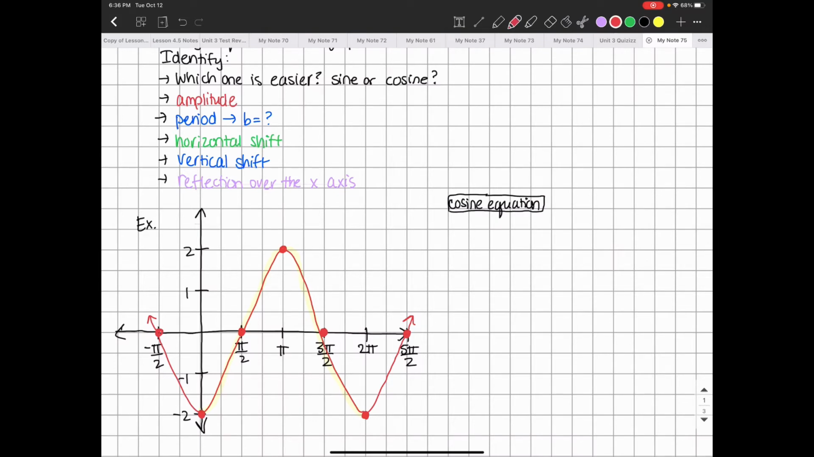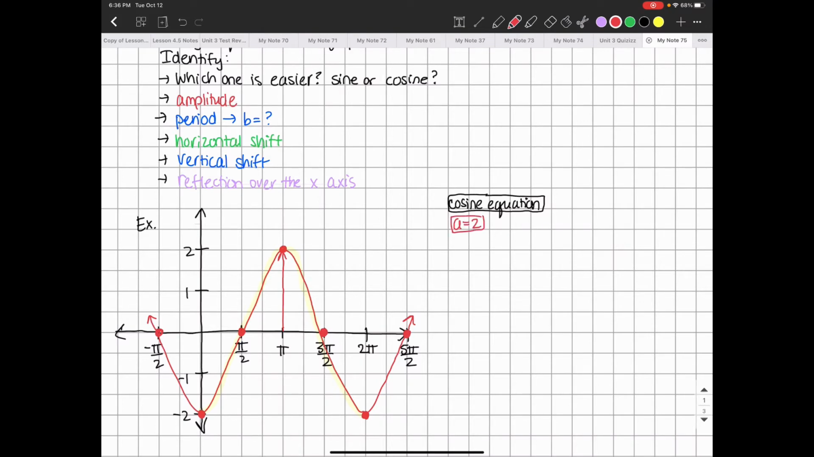I know that the amplitude for this is from the middle to the top. The middle is at y equal to 0, and the maximum is 2. I know the amplitude then is 2. So the amplitude is 2.